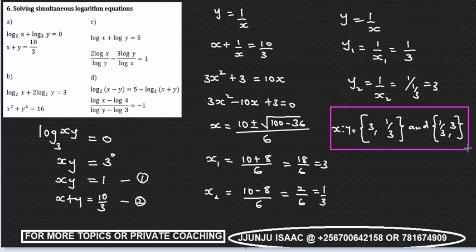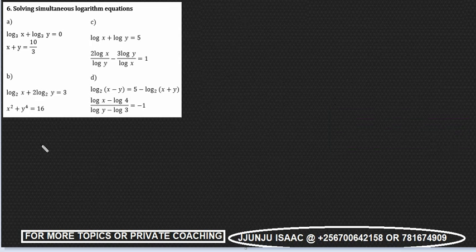That is the first part. Now let us look at part B. So part B, we have log base 2 and log base 2 here. These two can go on y there. So you may have log base 2 of x plus log base 2 of y squared equal to 3.